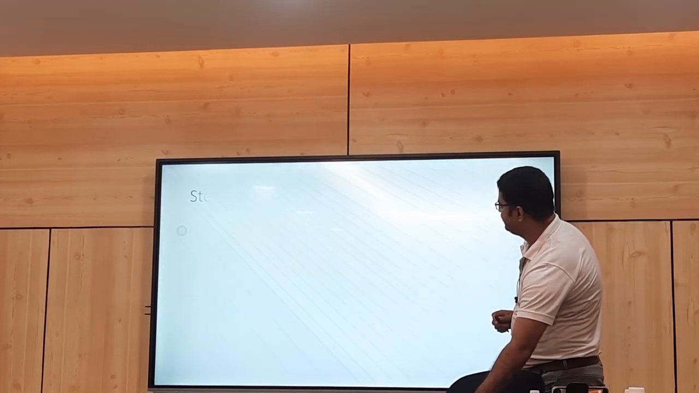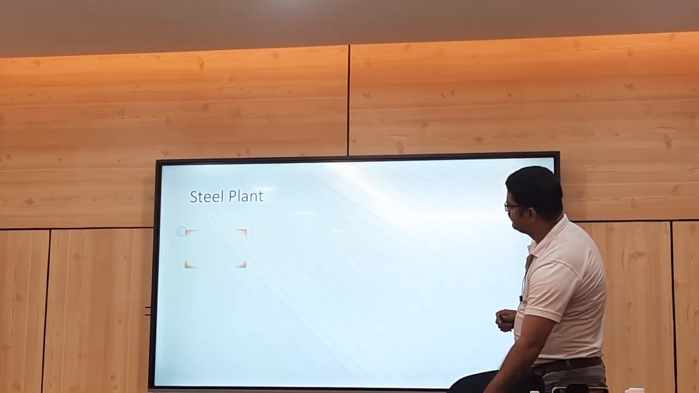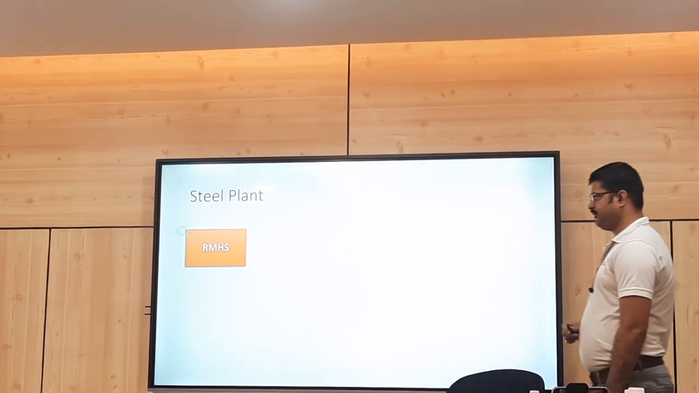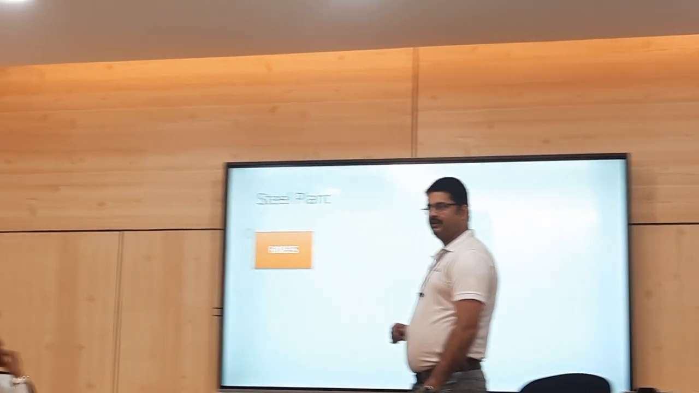So in a steel plant there are the various sections. One is RMHS. What is the full form of RMHS? Yes. Okay. Good.